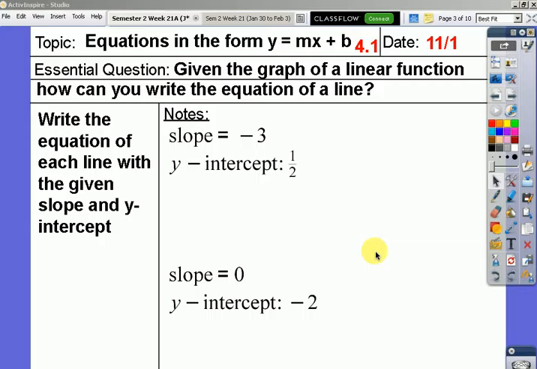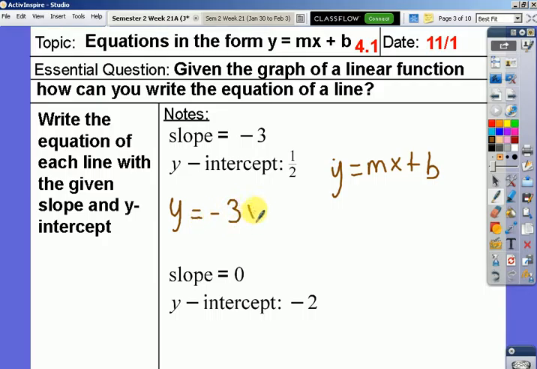What's our general formula for slope-intercept form? Yeah, y equals mx plus b. So, write that down. Y equals mx plus b. So all we're doing is just filling in the letters, right? So this will be y equals, what do you think? Negative 3x. So I'm replacing my m with negative 3, and I'm replacing my b with a 1/2. That's it.